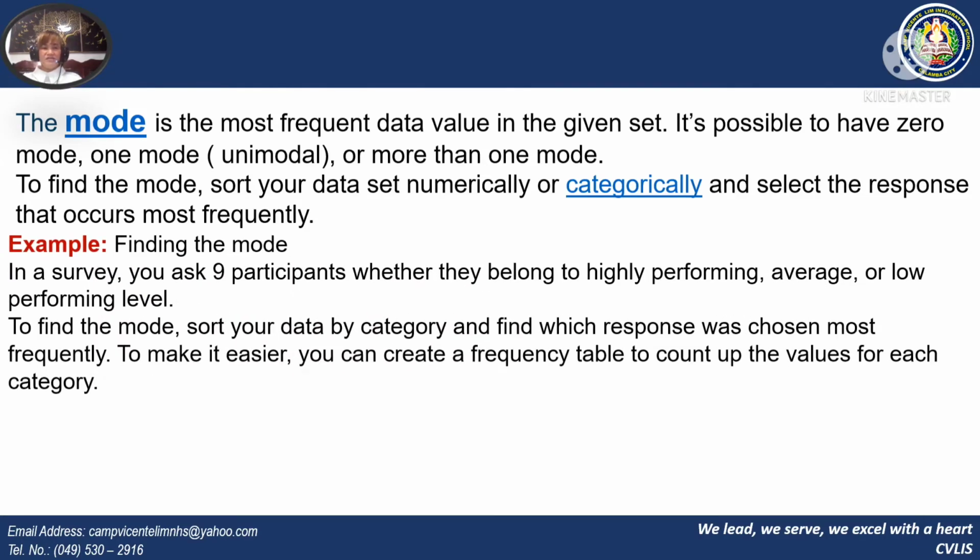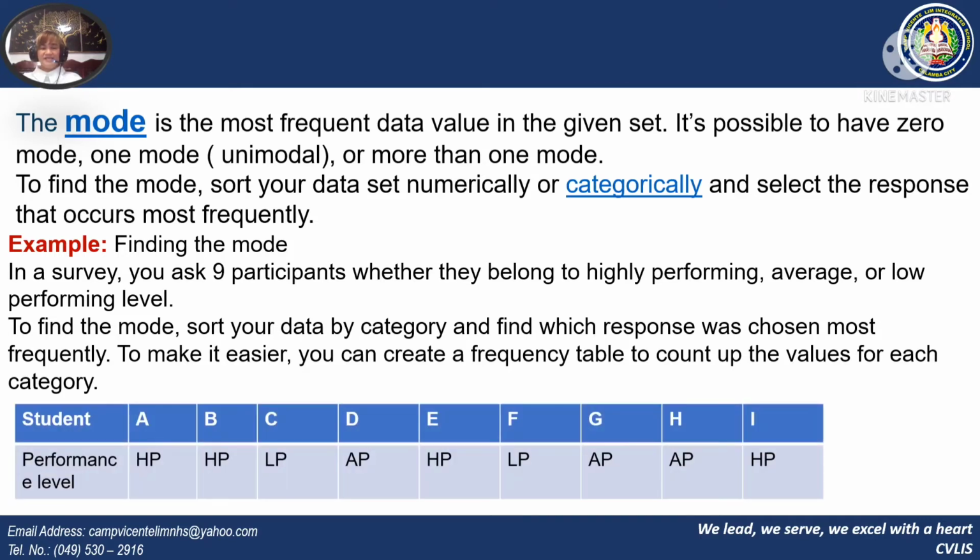In this example, in a survey, you ask 9 participants whether they belong to highly performing, average, or low performing level. To find the mode, sort your data by category and find which response was chosen most frequently. To make it easier, you can create a frequency table to count up the values for each category. In this table, we assign students from A to I with their corresponding performance levels: HP, HP, LP, AP, HP, LP, AP, AP, and HP.